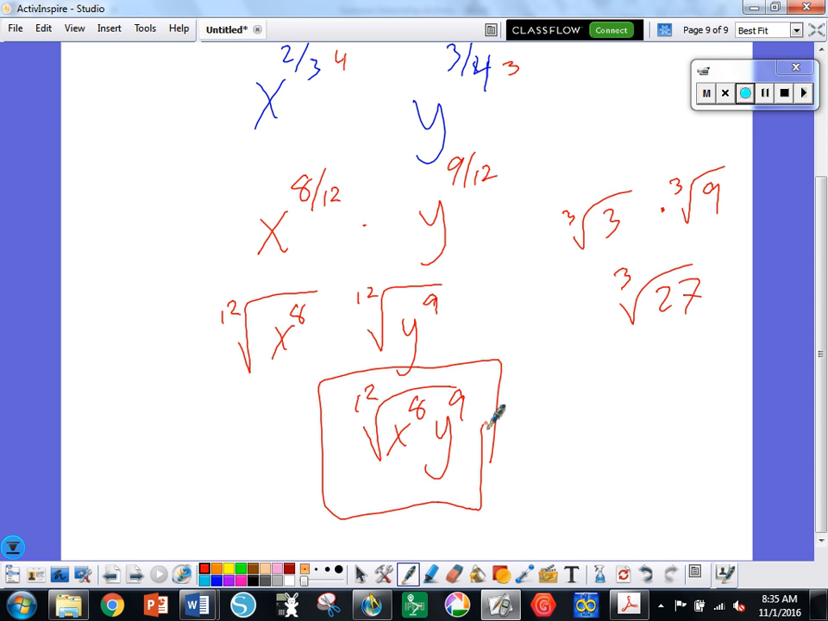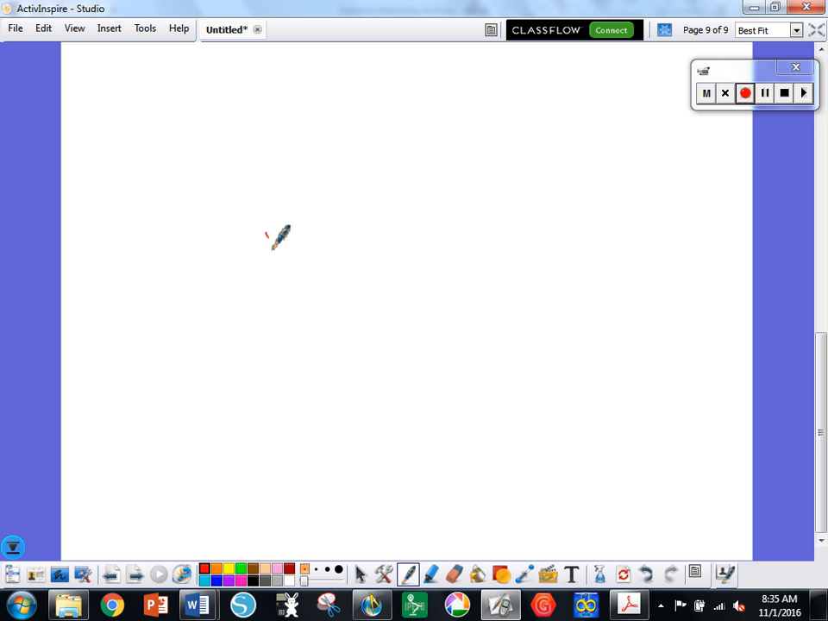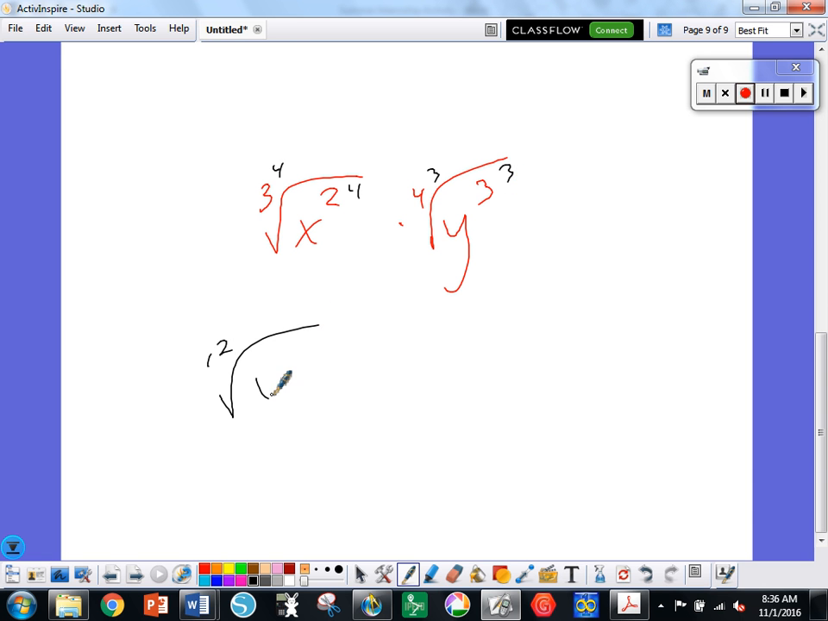Okay? Can I show you a different way to do it instead of going to exponential? It's very similar. Didn't we start out as cube root of x squared, right? And times the 4th root of y cubed. Okay, once again, I just want the radicals to be the same. So I'm going to 4 and 4, 3 and 3. Does that make sense? Get them the same. So that's the 12th root of x to the 8th times the 12th root of y to the 9th. I just got rid of the middle step of going to exponential.